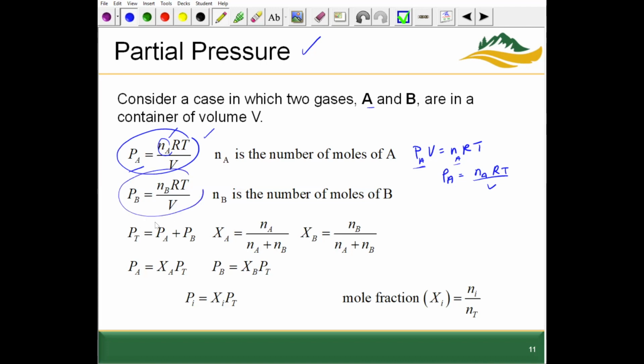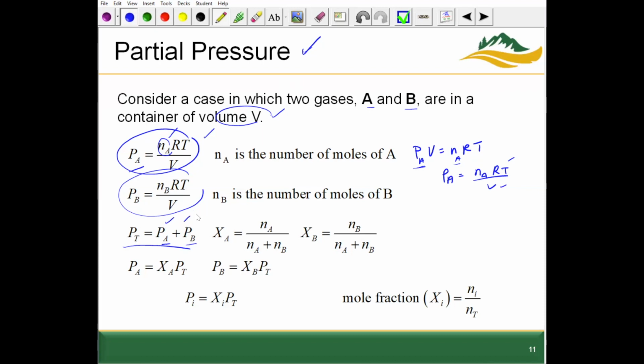Then the pressure of B could be calculated the same way for gas B. This is considering that A and B are in some given set amount of volume. That volume is not changing and the temperature is not changing for these partial pressure equations to hold. Now this one we've seen as well, so the total pressure is equal to the partial pressure of gas A plus the partial pressure of gas B.